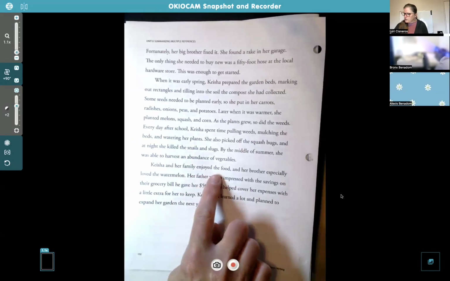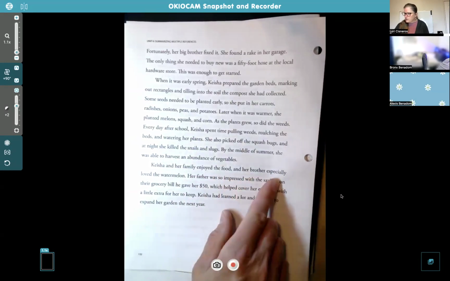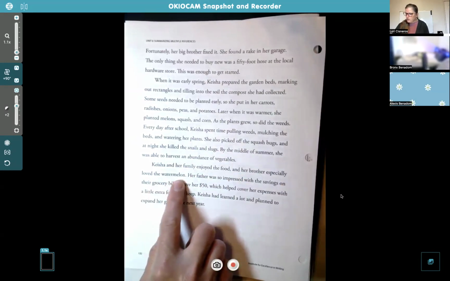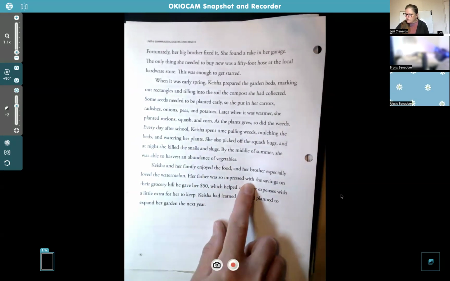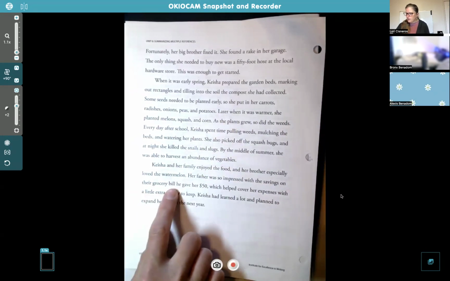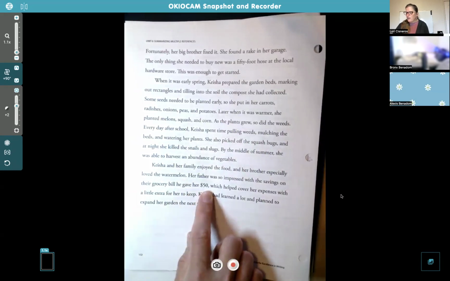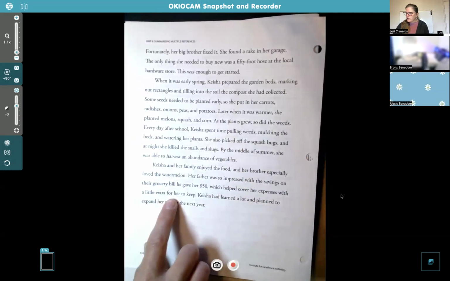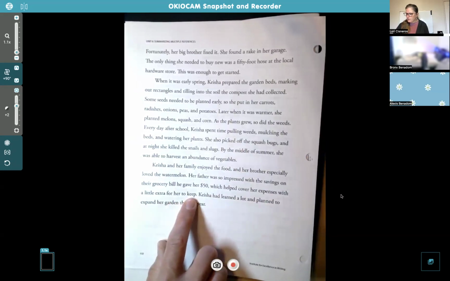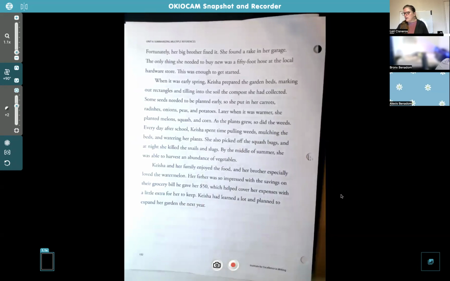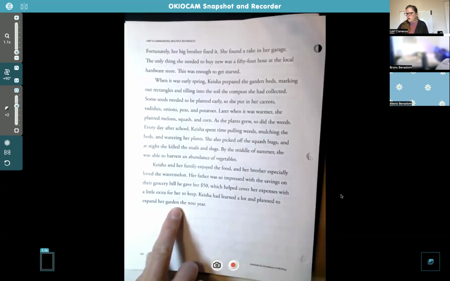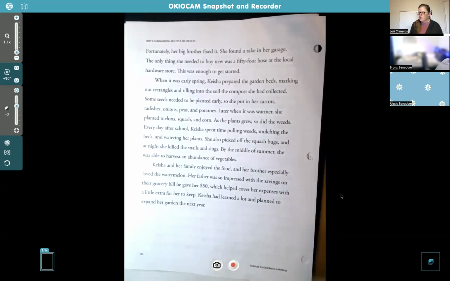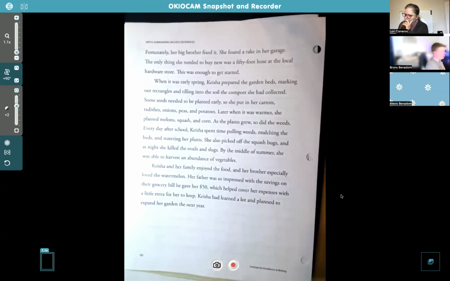Keisha and her family enjoyed the food, and her brother especially loved the watermelon. Her father was so impressed with the savings on their grocery bill, he gave her $50, which would help cover her expenses with a little extra for her to keep. Keisha had learned a lot and planned to expand her garden the next year. Yeah, so this one's going to be a little tricky. So I would put something about family enjoyed food.